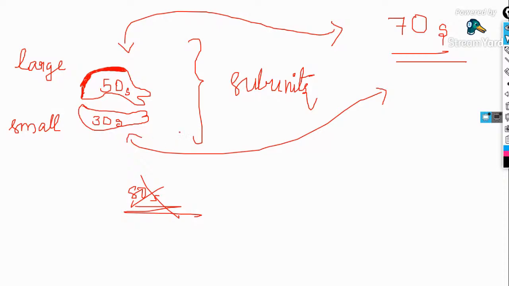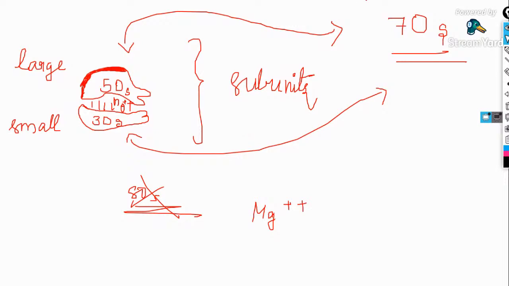Both subunits are associated with the help of Mg++ ions, that is magnesium ions, Mg2+ ions. Mg2+ ions help in the association of the large and small subunits. Is all about subunits clear?